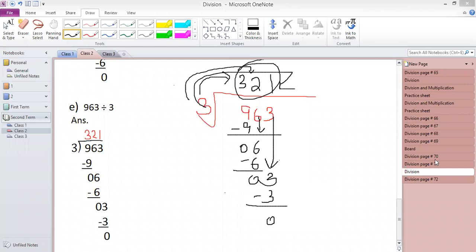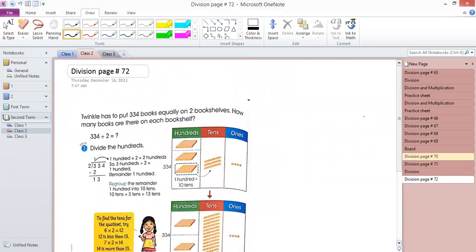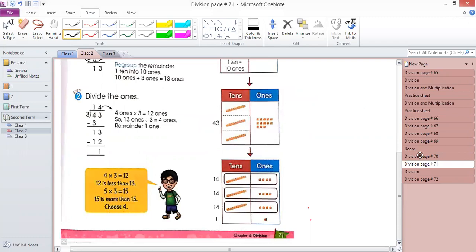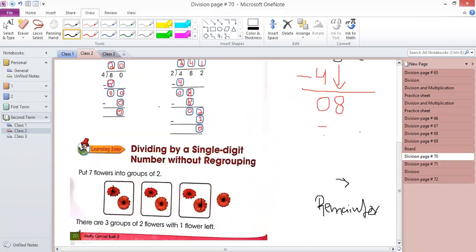Come to page number 70, guys. We are going to learn division with regrouping. The heading is dividing by single digit number. It should be with regrouping because without regrouping we have already finished. So, dividing by a single digit number with regrouping.